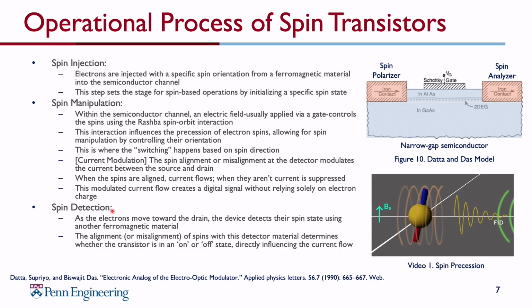Finally, at the stage of spin detection, only electrons with spins matching the analyzer's orientation pass through with minimal scattering, resulting in low resistance. If the spins are misaligned with the analyzer, electrons face higher scattering, resulting in high resistance.